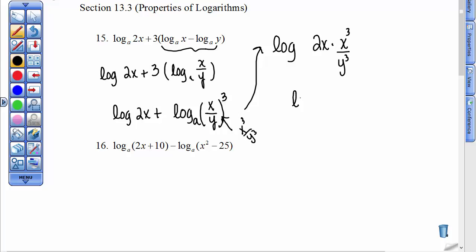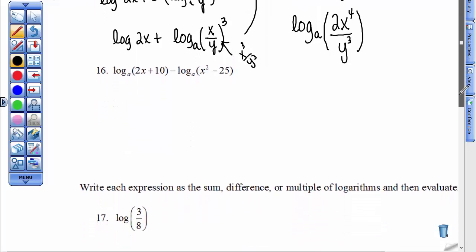So finally, I got to do my algebra. So 2x times x to the third is 2x to the fourth, because this has an x to the first, and I add those exponents, over y to the third, and my base is a. I can put parentheses around this, but if you write it neat enough, you kind of don't have to, as long as it's understood that this is the log of all of this. Check out this next problem.